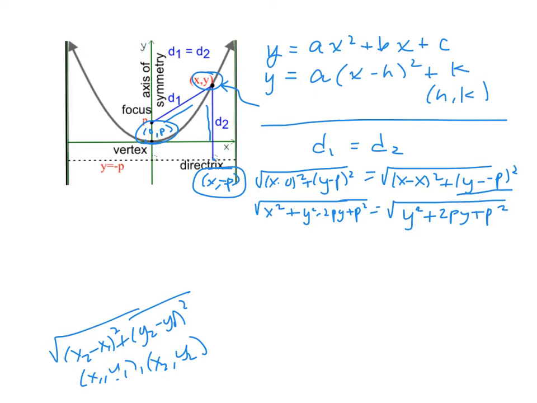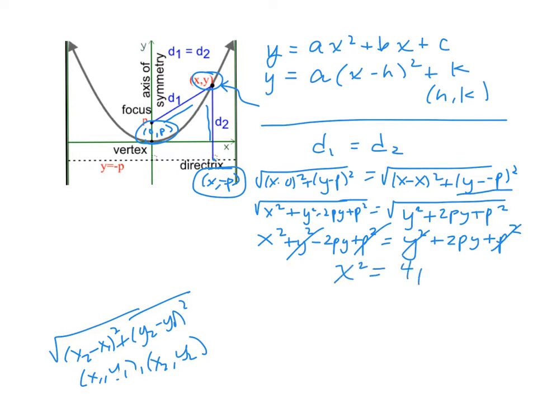All right, now I'm going to take the square root of both sides, and we've got x squared plus y squared minus 2py plus p squared is equal to y squared plus 2py plus p squared. So our y squares are going to cancel on either side. They balance each other out. Our p squares are going to cancel on either side. And what we end up with is x squared equals 4py.